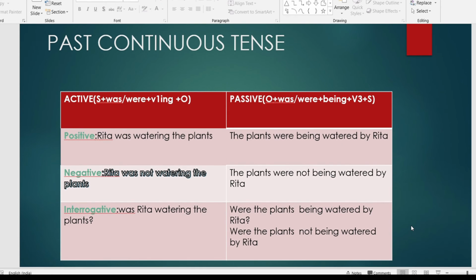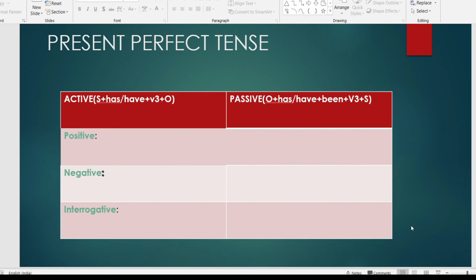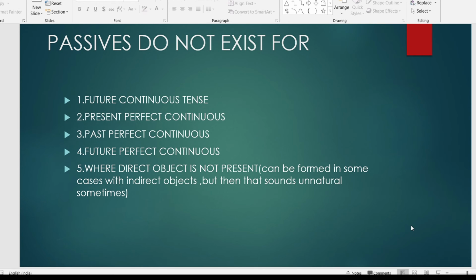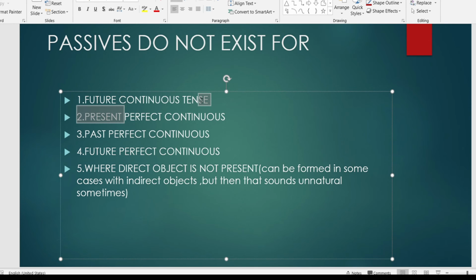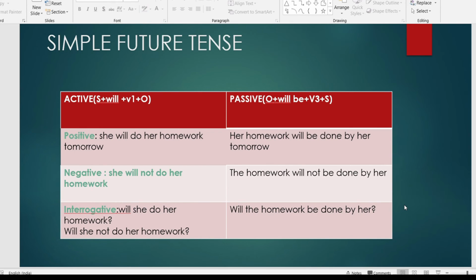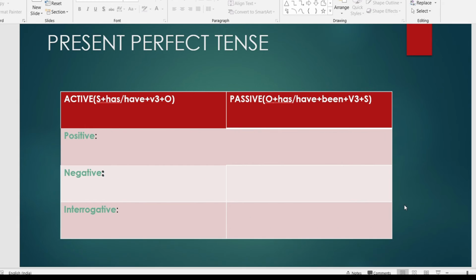Alright, now next one is present perfect tense. As I told you in the very starting that passives are not available for future continuous tense. Okay? Alright, so let us learn about present perfect tense now. Now the formula for present perfect tense is subject plus has, have plus third form of verb plus object, and the passive is object plus has, have been plus third form of verb plus object.